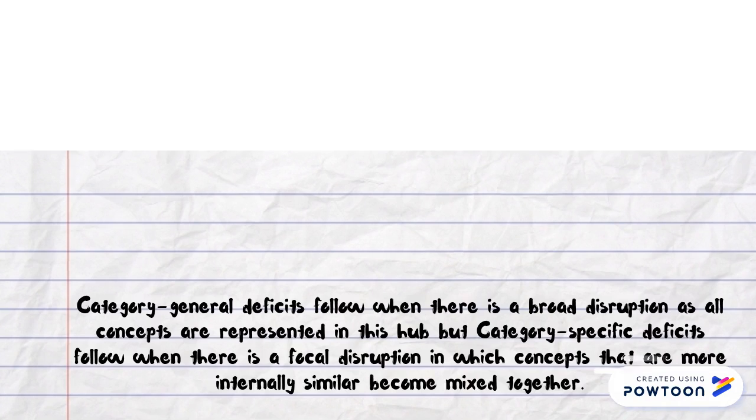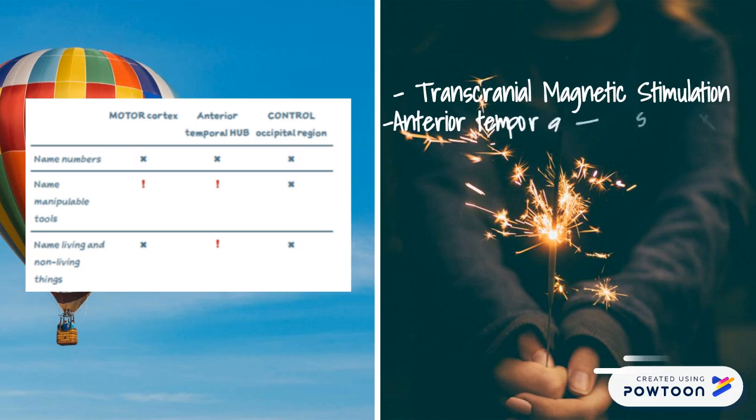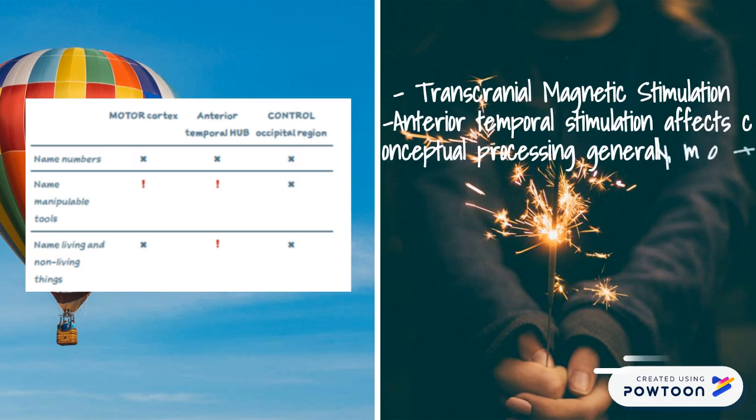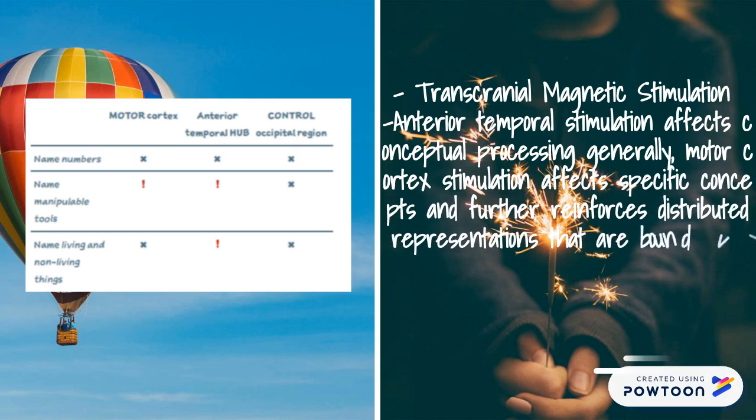Using transcranial magnetic stimulation during naming, researchers looked into the motor cortex and anterior temporal hub. They found that anterior temporal stimulation affects conceptual processing generally, but motor cortex stimulation affects specific concepts and thus reinforces distributed representations bound via a hub.